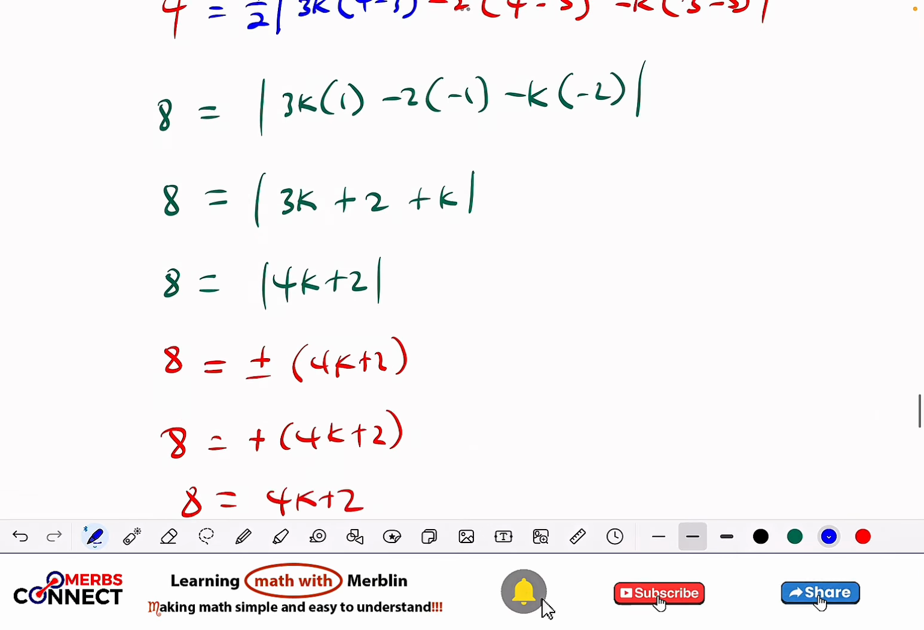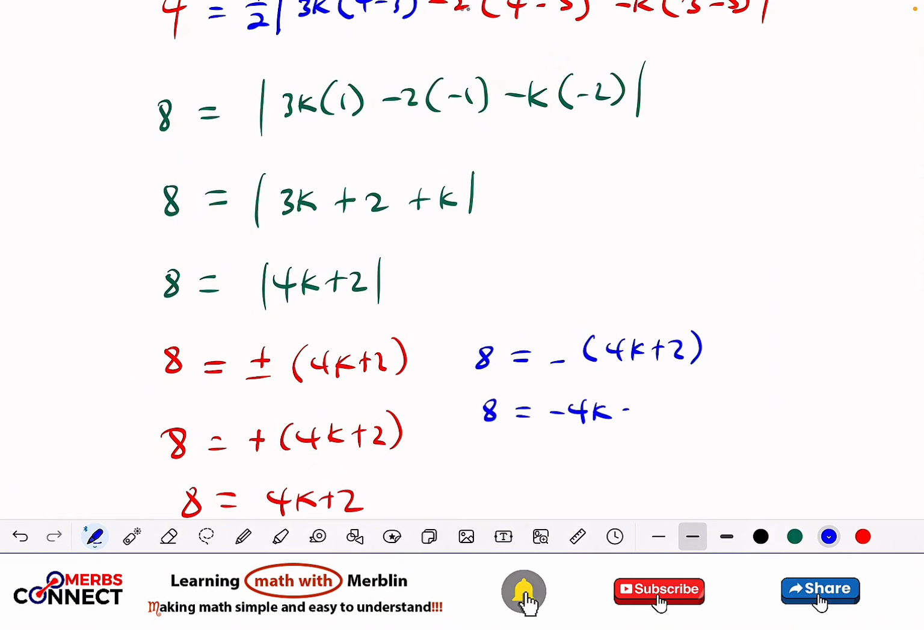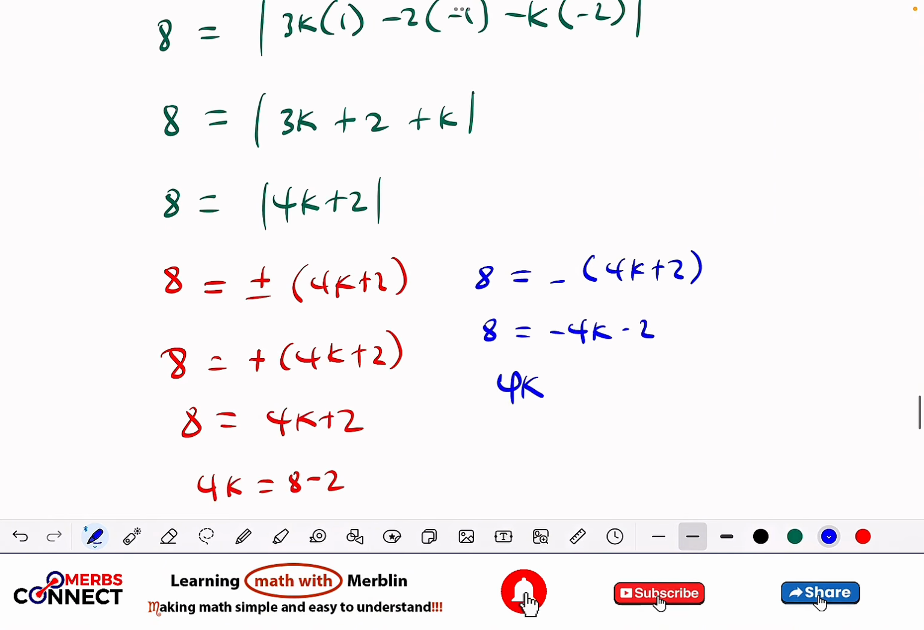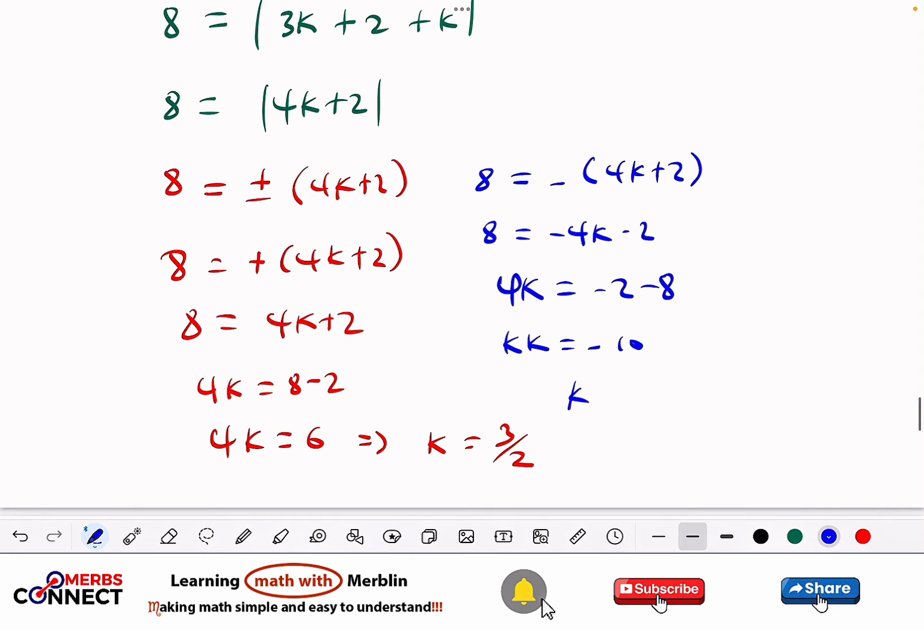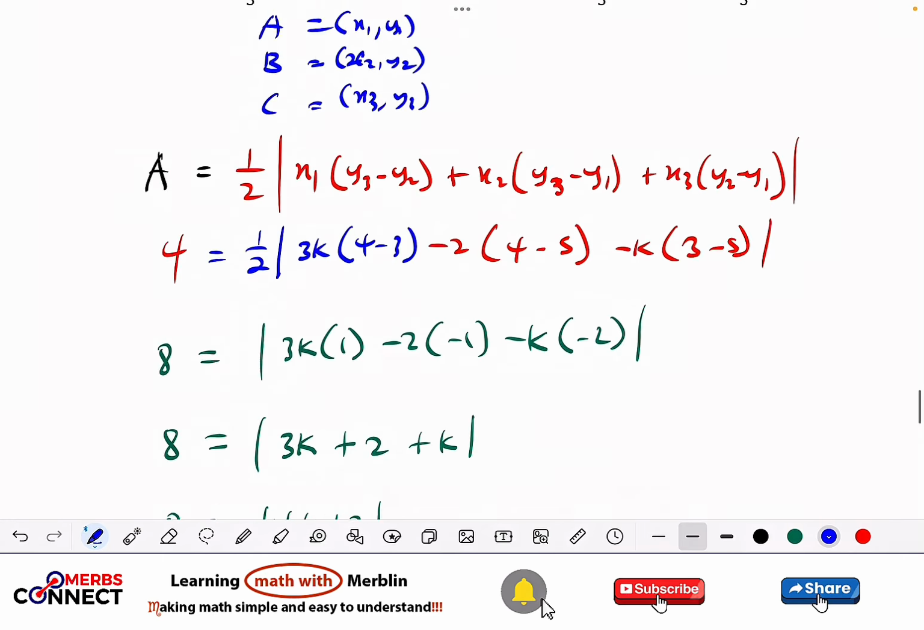So that's one. Then I'll pick the negative side. 8 is equal to minus 4k plus 2. So 8 is equal to minus 4k minus 2. So 4k is equal to minus 2 minus 8. So 4k will be equal to minus 10. And then k will be equal to minus 5 divided by 2. So minus 5 divided by 2 and 3 divided by 2.